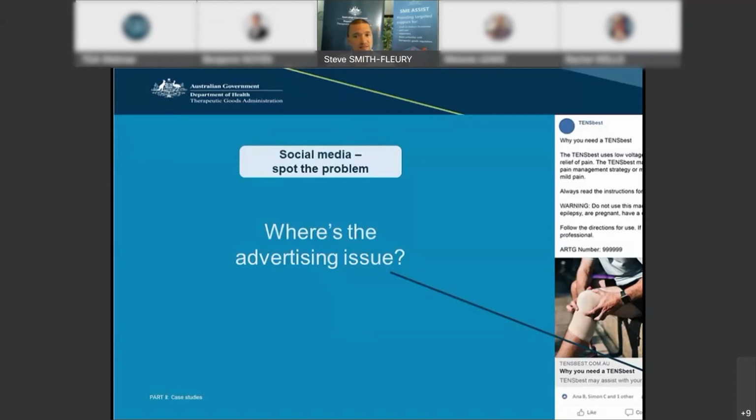So the claims in the advertisement are quite low level. They don't seem to be exaggerated and are responsible in terms of not encouraging people to delay medical treatment or cease a prescribed pain management strategy. The photo is of a generally healthy individual and all applicable warnings are present. So where's the breach? Let's take a closer look at some of the comments made by strangers.